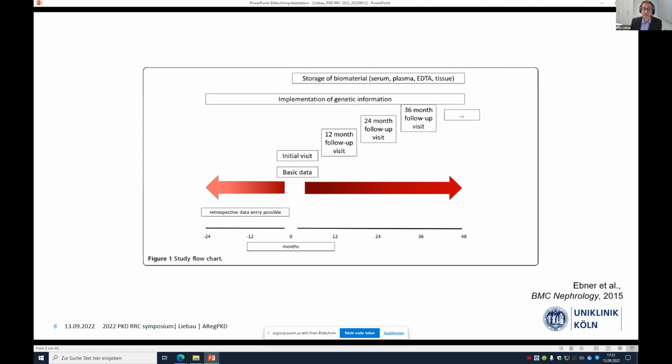So what do we do in the registry? We allow prospective and retrospective data entry, and then we have a basic data set that covers the clinical history until diagnosis, the family history, genetics that may have been done, etc. And then we ask for about one clinical follow-up visit per year, or the time frame is flexible, where we look at the development of the kidney phenotype, kidney function, laboratory markers of the liver, ultrasound markers of the liver, findings of the liver, etc.